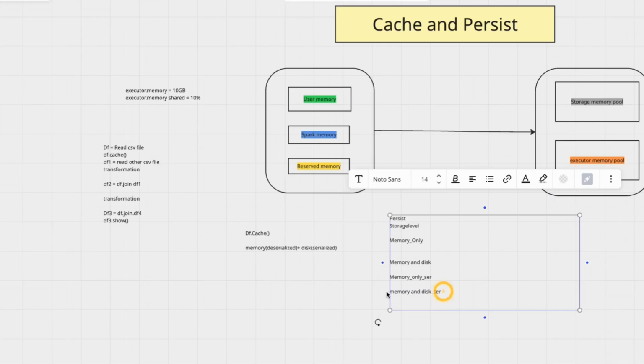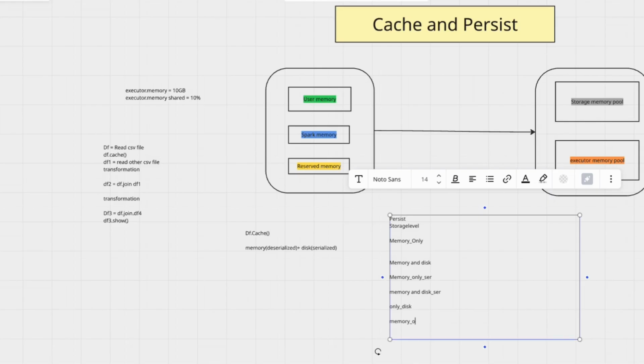serialized. I had mentioned by mistake that memory and disk is similar to the cache. No, that is wrong. In memory and disk, the data will be deserialized in both. In memory and disk serialized, the data will be serialized in the disk and deserialized in the memory, which is similar to the cache. The other option is only disk. In only disk, there will be no memory involved. All the data will be stored in a serialized fashion on the disk.